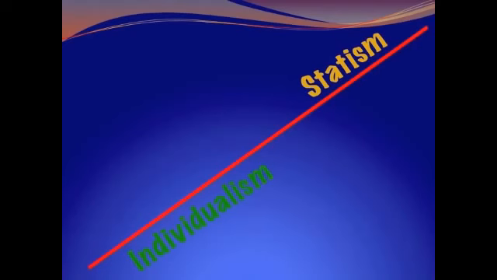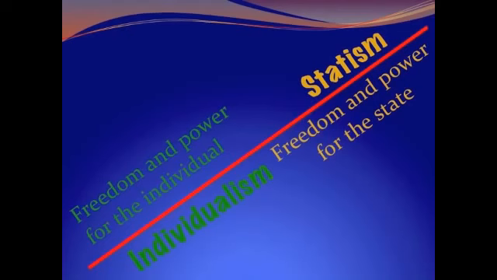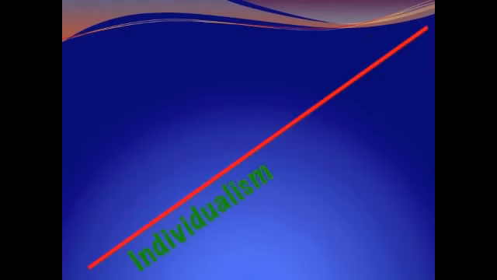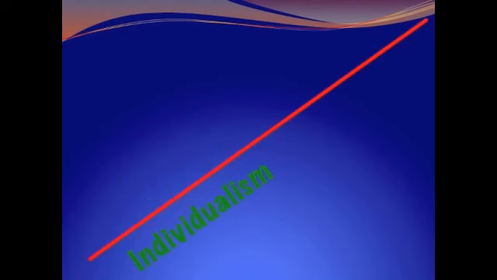This scale represents the two extremes in political systems: individualism and statism. The individualism side represents political systems that are focused on creating the maximum amount of freedom and power for each citizen in a society, rather than the state or government, and the statism side represents political systems that are focused on creating the maximum amount of freedom and power for the state, rather than the individual. Put another way, individualism is about less government, and statism is about more government.